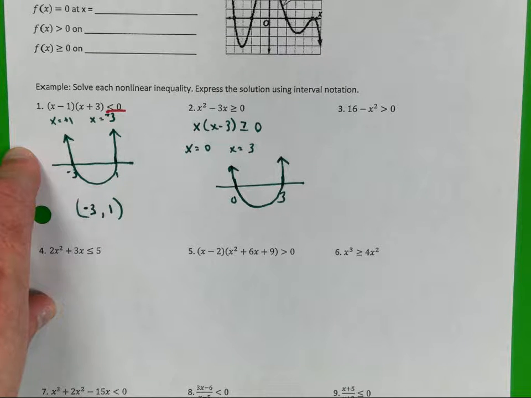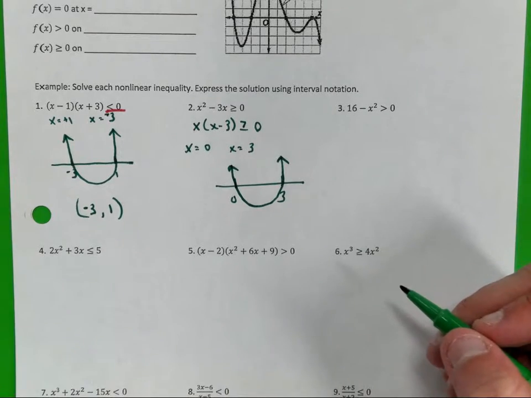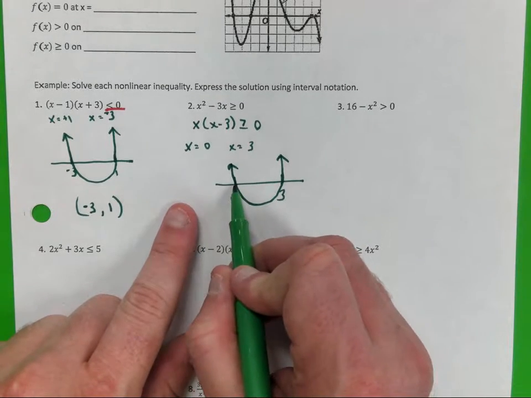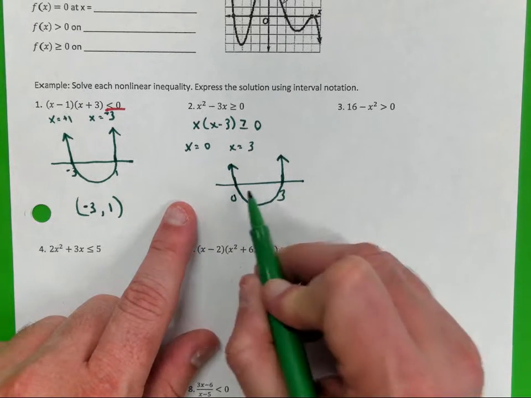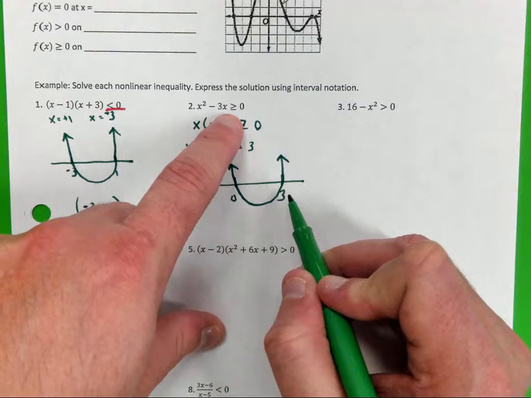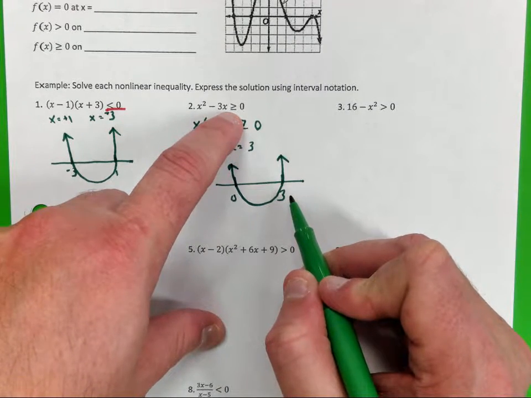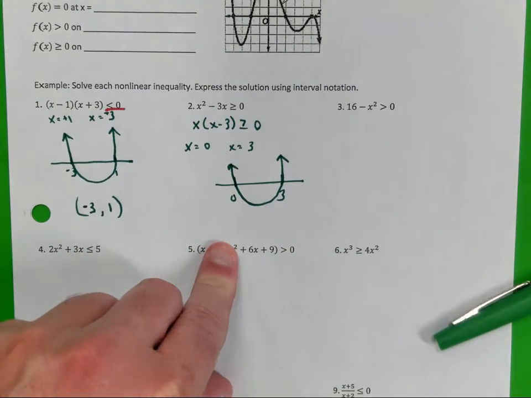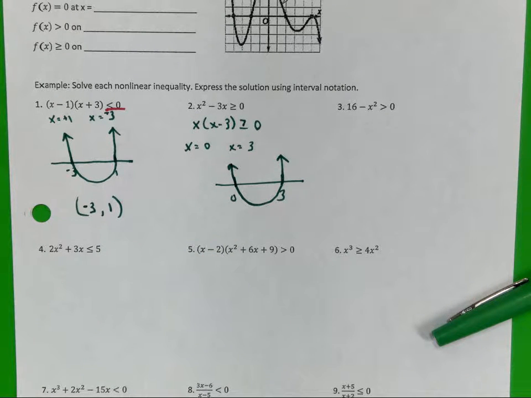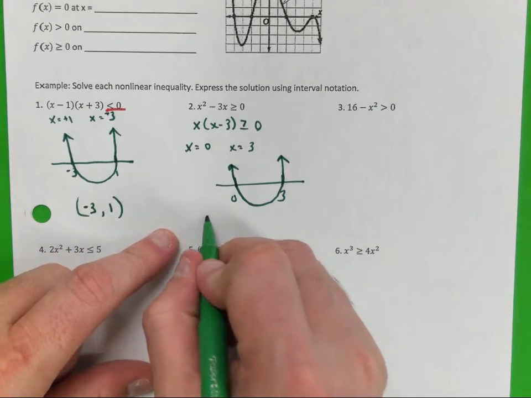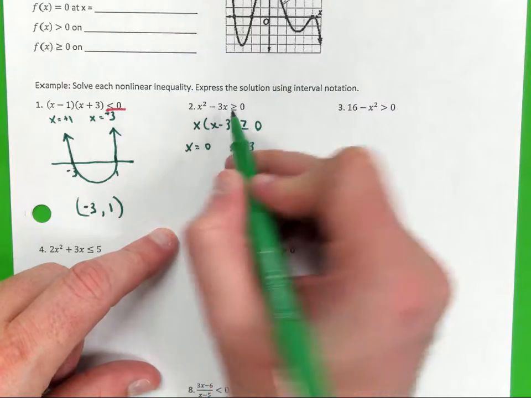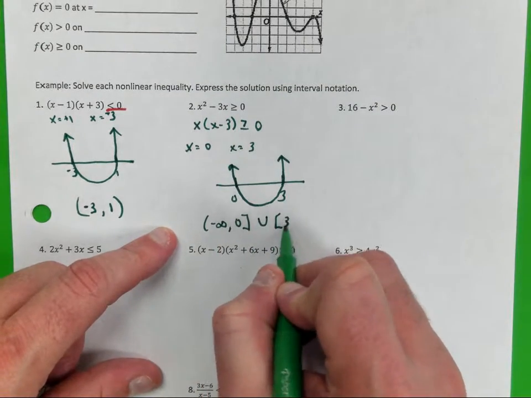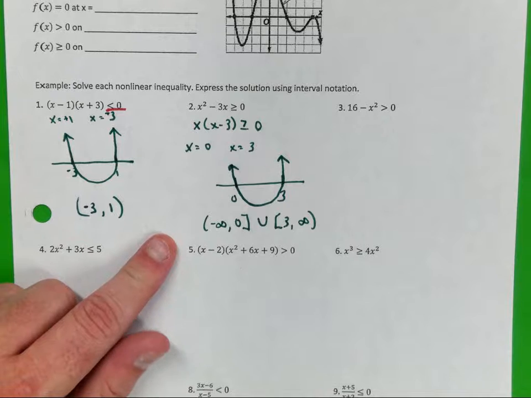I want it greater than. So where would it be greater than from? What? Negative infinity to 0 union 3 to what? Infinity. Because you don't want the less than 0, do you? You want greater than 0. Does that make sense? You want the part that's above the line, because the line is at 0, isn't it? You want it greater than 0, so it's going to be above. So I would write that: negative infinity to 0, bracket because it's got greater than or equal to, union 3 to infinity. That is my answer for that particular problem.